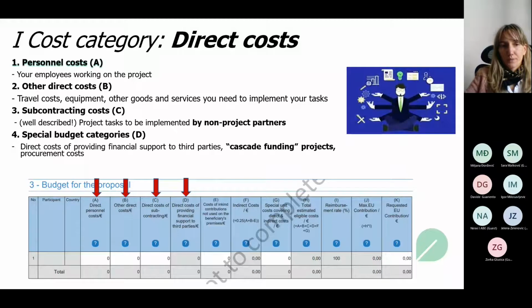Fourth type is representing the special budget category, marked with the letter D, and here are, for example, direct costs of providing financial support to third parties. To be more descriptive, here are the costs, for example, within the cascade funding projects for the open calls, etc., or procurement costs as well. So let's go to the first category, which is the most important one.